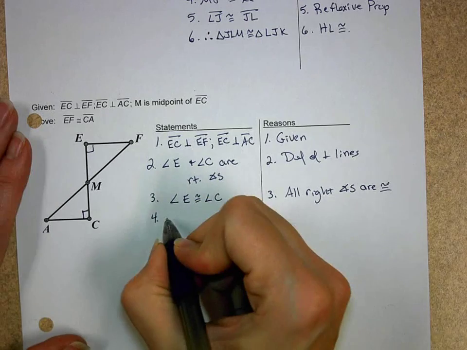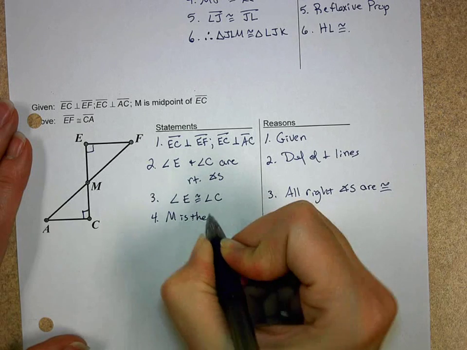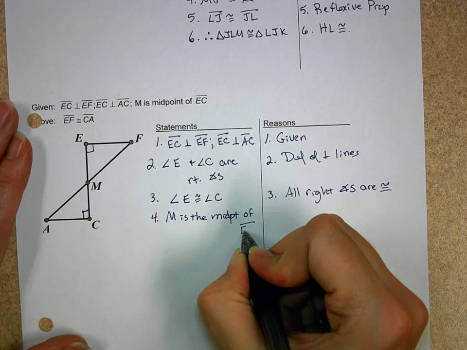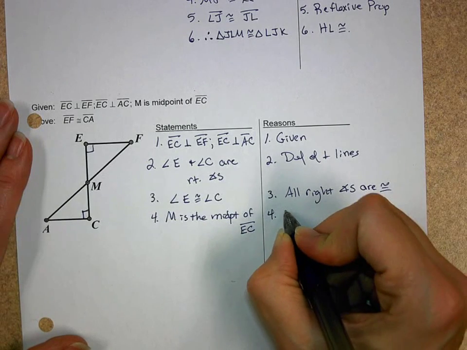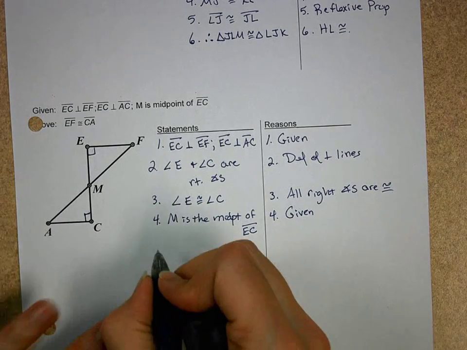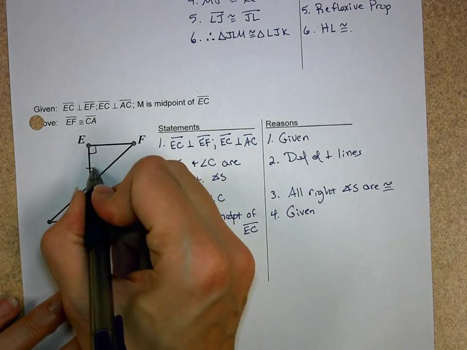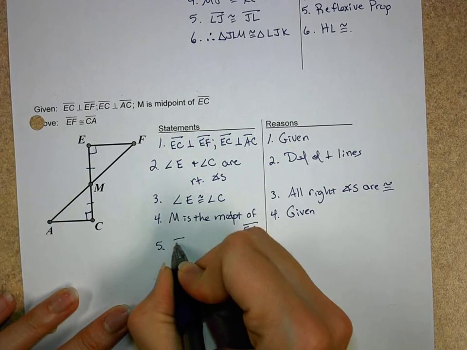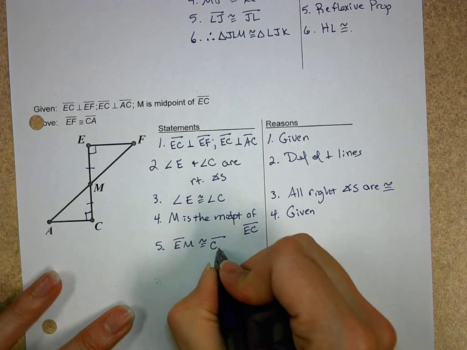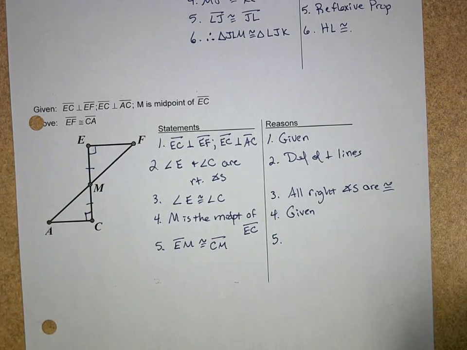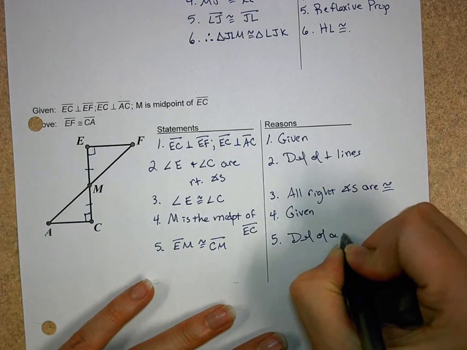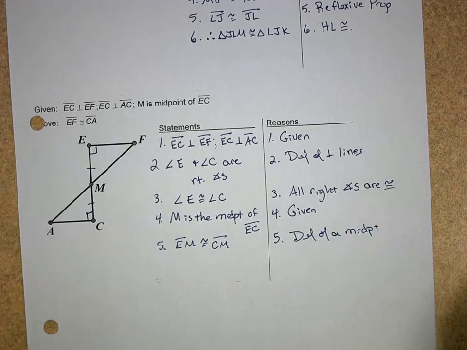So with that, I then go back to my given information. I have M is the midpoint of segment EC. All right, so that's given. And remember, if I give you a midpoint, what do you give me? That's right, two congruent segments. So I have segment EM is congruent to segment CM. So what does that give us? Definition of a midpoint. Okay, so looking at that, what's given to us in our diagram?